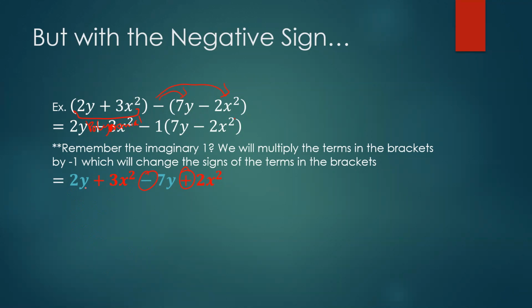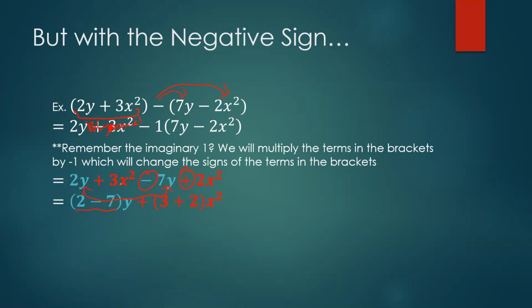So my next step is to bring the 2y and the negative 7y together. So I'm going to take 2y plus negative 7y. I know that 2 plus negative 7 is the same as 2 minus 7, so I can simply subtract them like that. So I have 2 minus 7 in front of the y, and again, the 2 minus 7 is going to give me the coefficient of y.